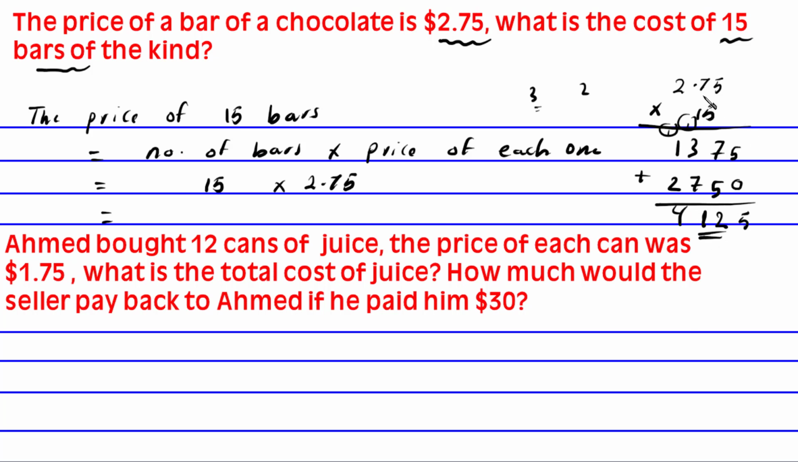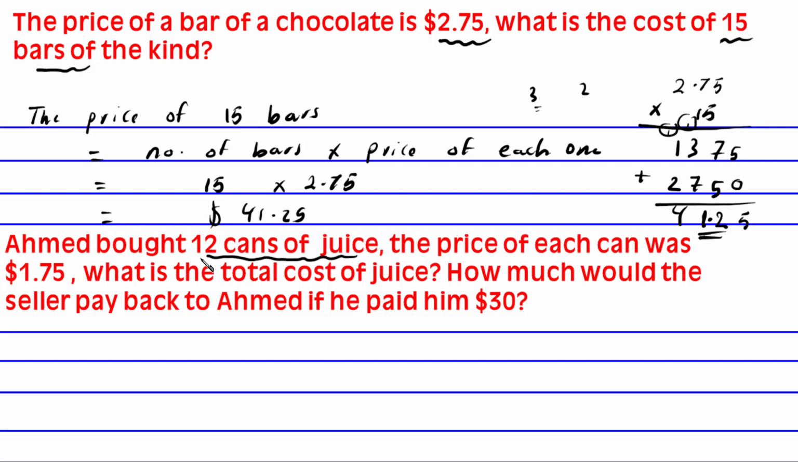Don't forget to insert the decimal point after 2 digits from the right, because we have here the decimal point after 2 digits from the right. Now it will be here 41.25. The price of 15 bars will be $41.25.